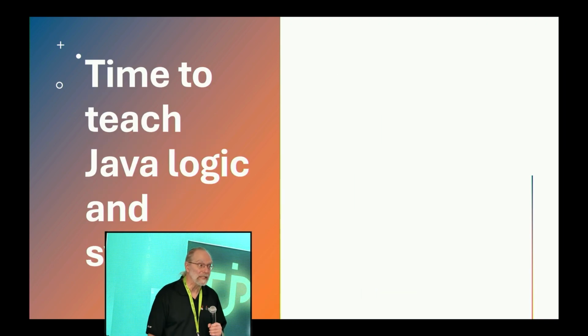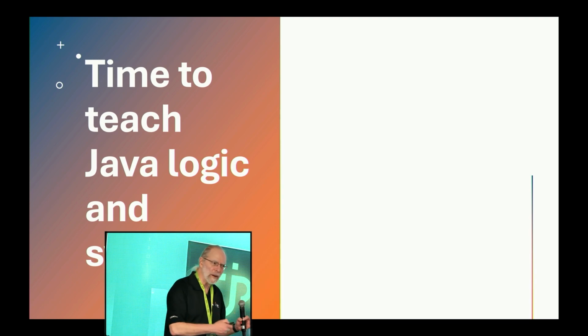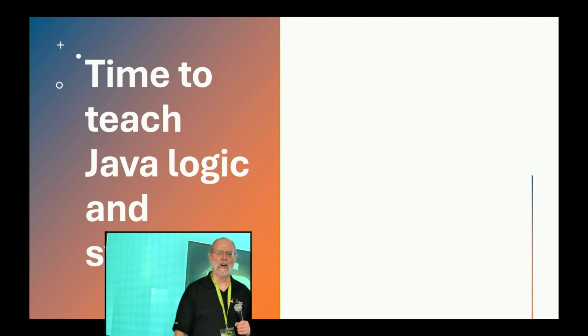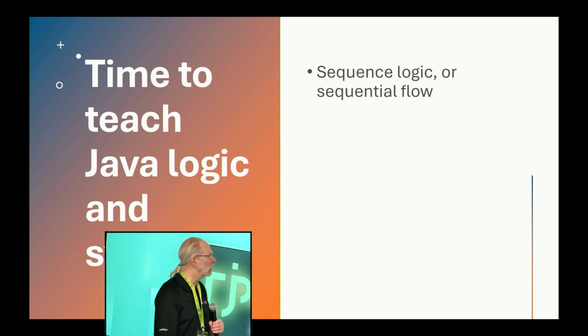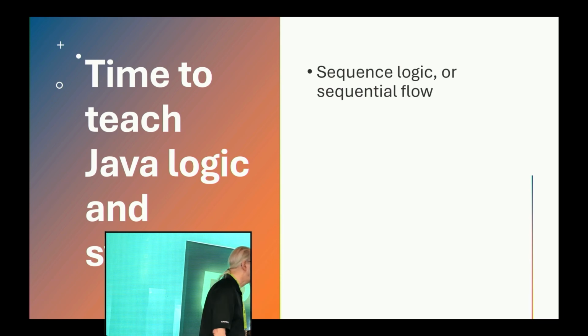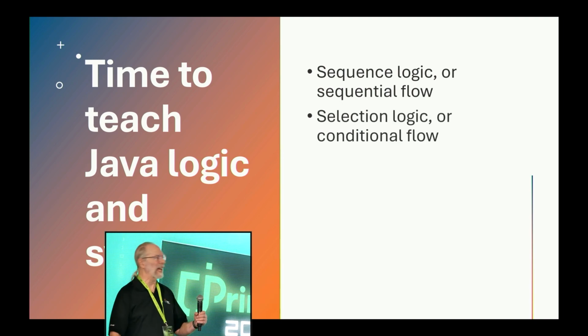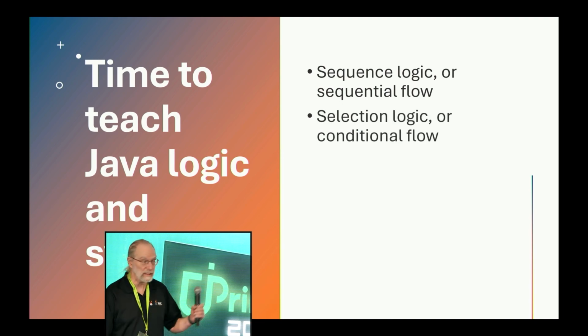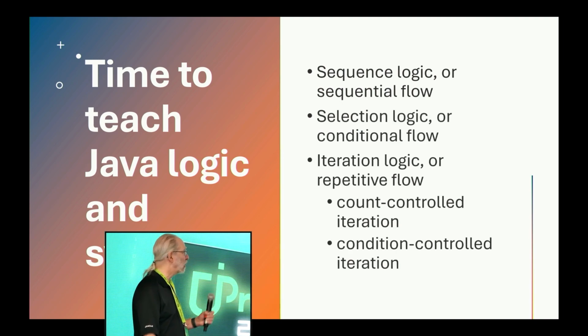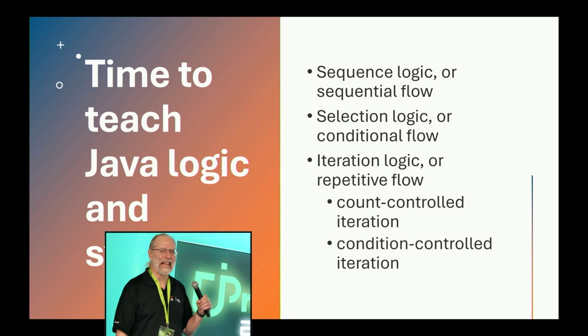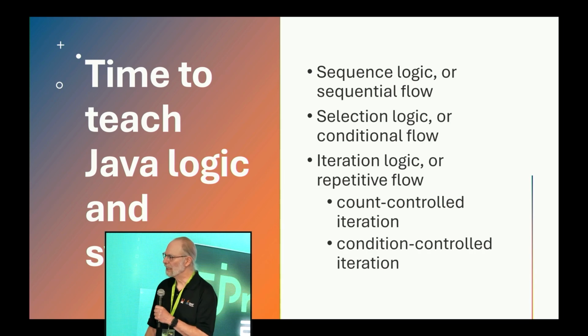At this point, we've talked about data, we've seen the simplified, they've all done hello world. We can start talking about the good stuff. Sequence logic, sequential flow, selection logic, conditional flow. We're going to see some of those soon. Iteration logic, count control. Those are the classic terms that you see in every textbook.